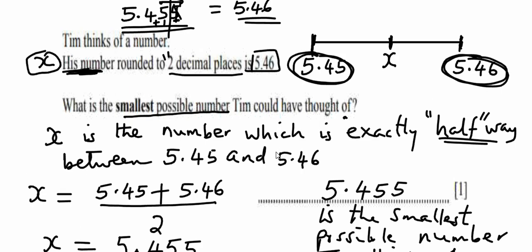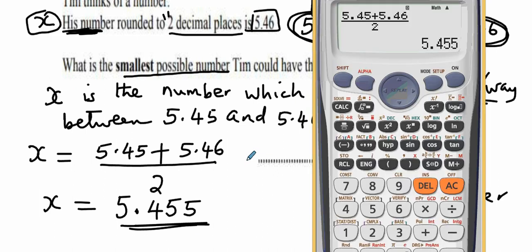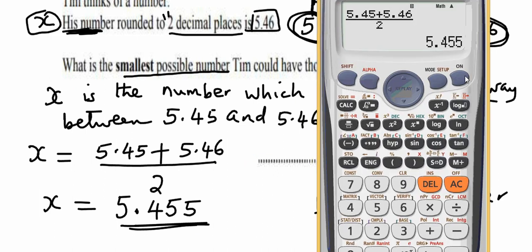So what is the smallest possible number Tim could have thought of? The smallest possible number is 5.455. So this is the way how we do that. All right, now let us proceed with some other question.